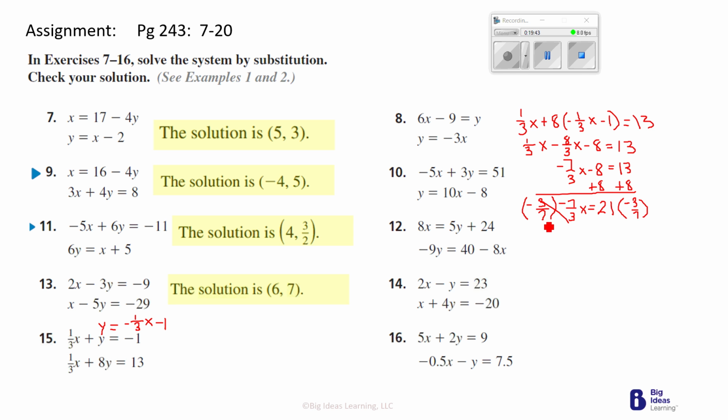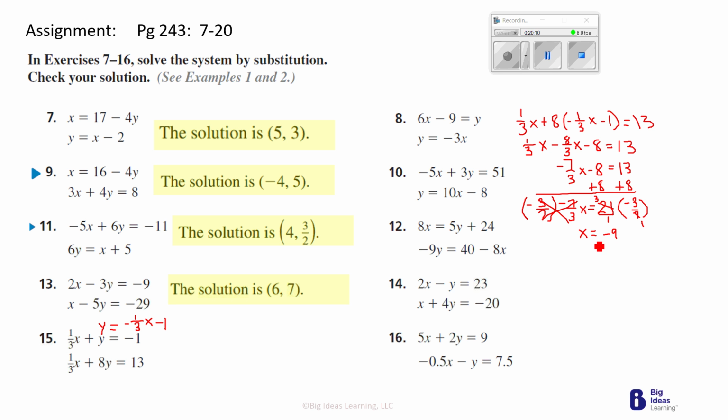Well, that crosses all this out and leaves me nothing but x here. Now I can pretend this is 21/1. 21 and 7 are both divisible by 7. 7 divided by 7 is 1. 21 divided by 7 is 3. Now I have 3 times negative 3, that's negative 9. So x equals negative 9.